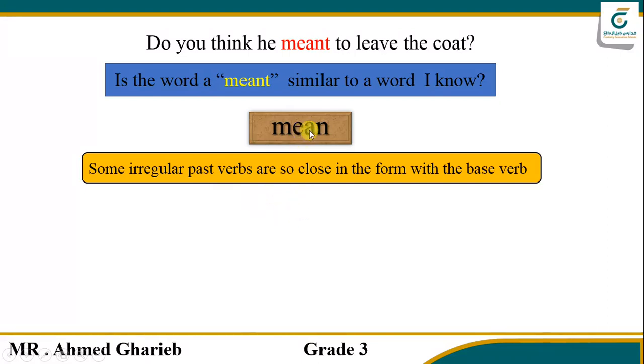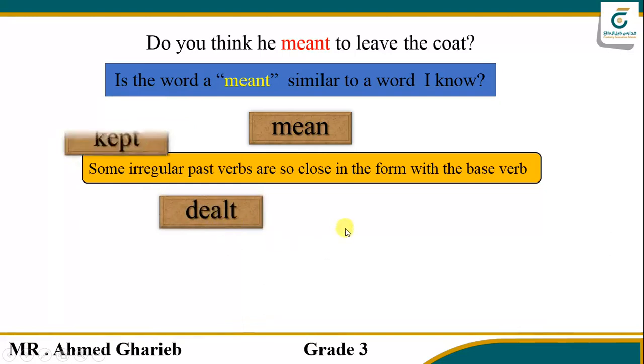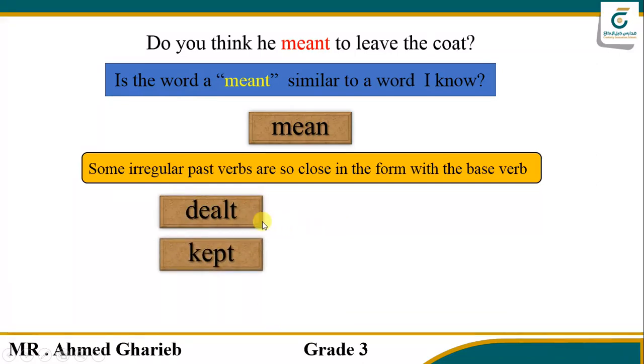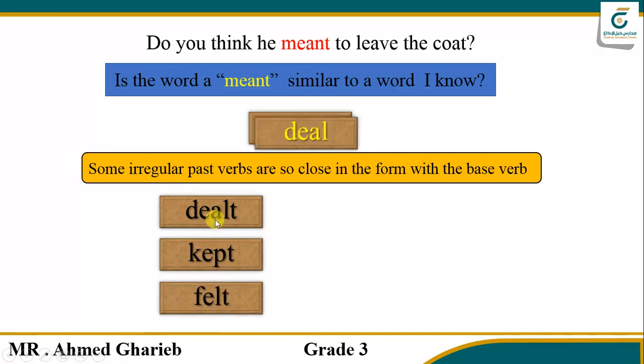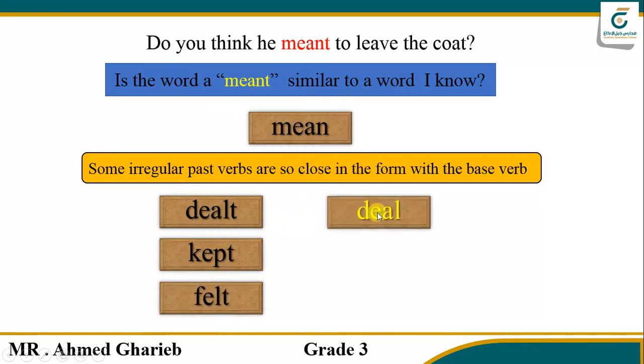There are some other verbs that follow the same rule. They have irregular forms, like dealt, kept, and felt. Three irregular verbs in the past simple. So dealt is the past simple of deal. What's the meaning of deal?